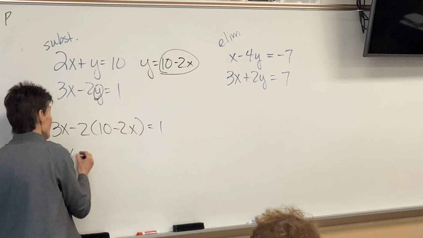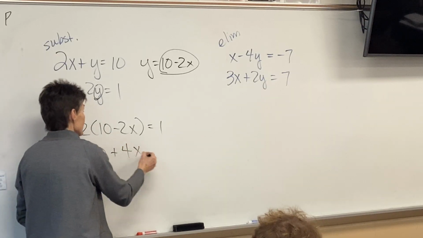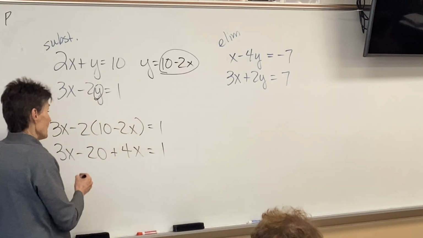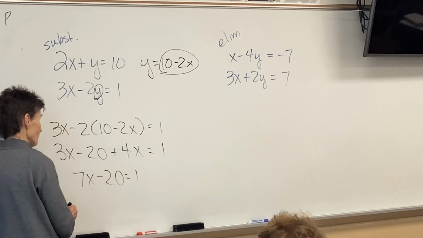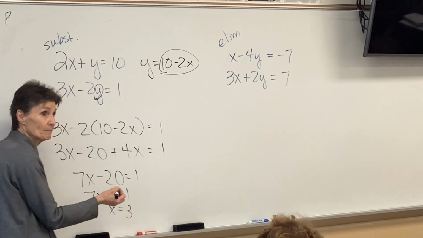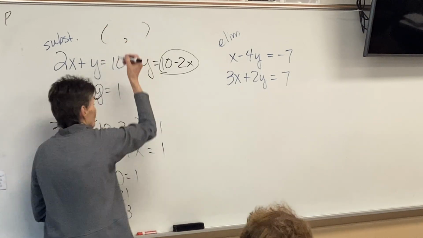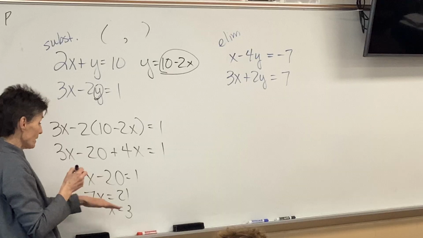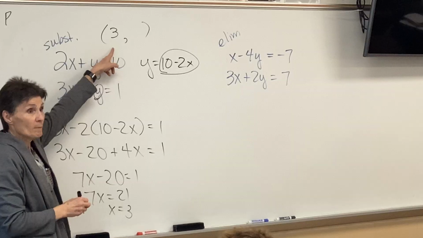Alright, so now I'm going to do my distributive property very carefully. So that's going to be negative 20 plus 4x. Right? And then 7x minus 20 equals 1. Which means 7x equals 21 and x equals 3. Now, remember how we write our answer. Our answer is going to be an ordered pair. Always, always, always an ordered pair. And at this point, all we know about that ordered pair is that x, which comes first, is 3.